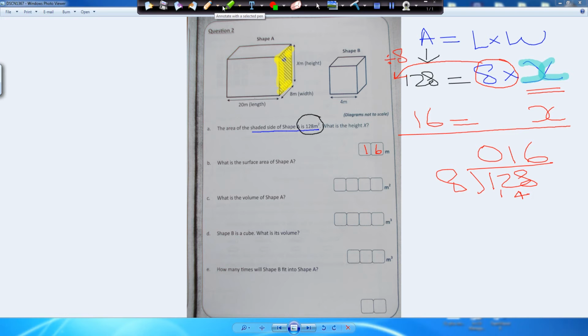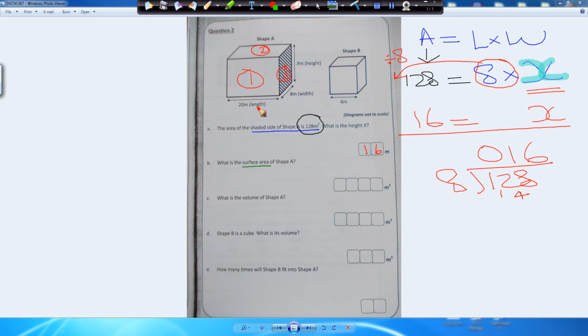Question part B. What is the surface area of shape A? Surface area of shape A. Now the surface area sounds like area, and surface area means what is the area of every single face, every single surface of the shape. So now what they want us to work out, I'm going to do some more rubbing first of all, is the area of this face here, the area of this face here, area of this face, and area of the faces that we can't see.